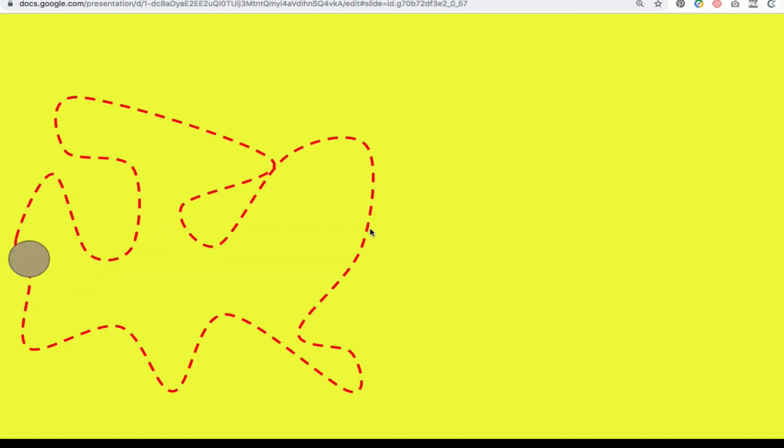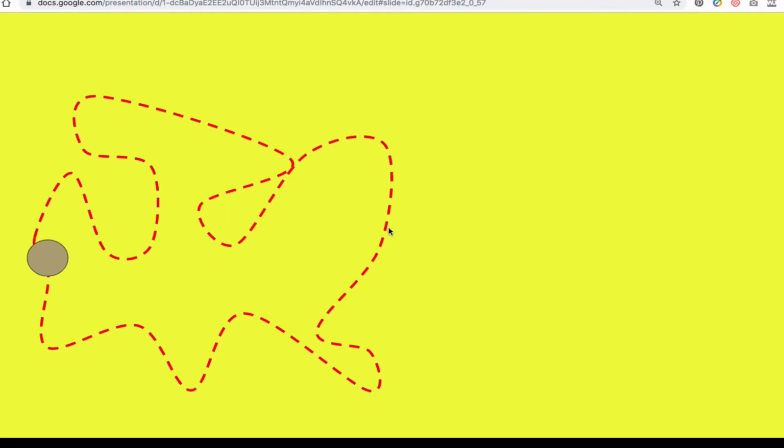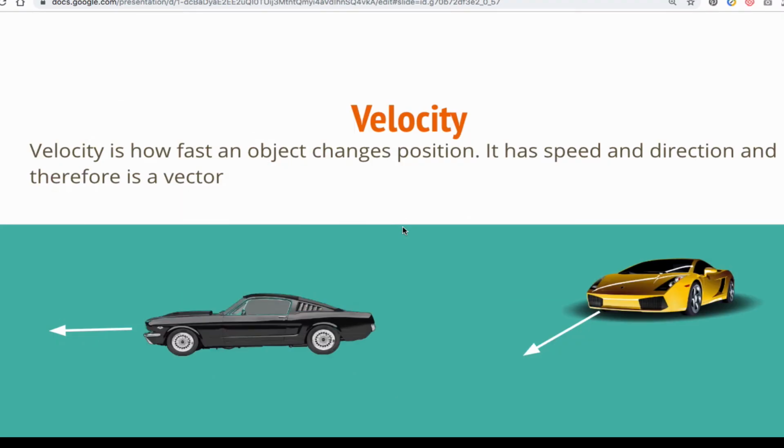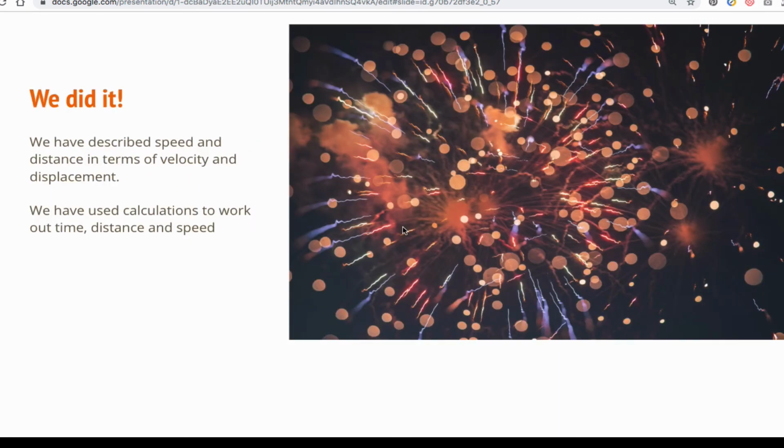The circle represents the start of a journey. Someone travelled this wiggly path and the distance was 2 miles, but the displacement would be 0 because they've ended up back at where they started. Let's have a look at velocity. Here the cars have the same speed represented by the arrows, but different velocities because the direction they are travelling is different.